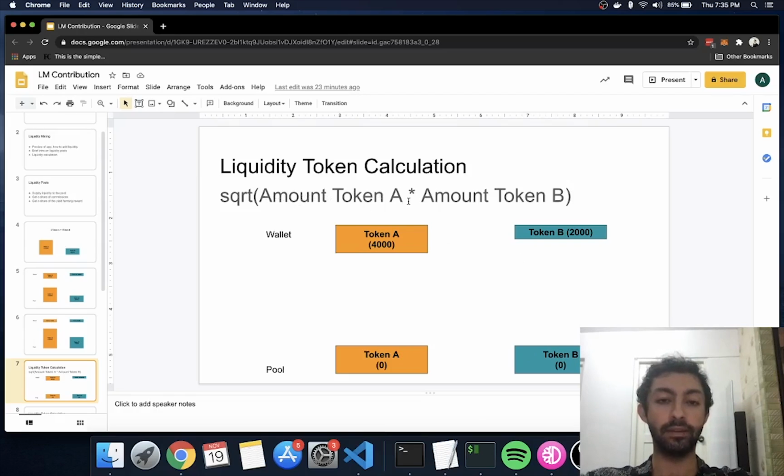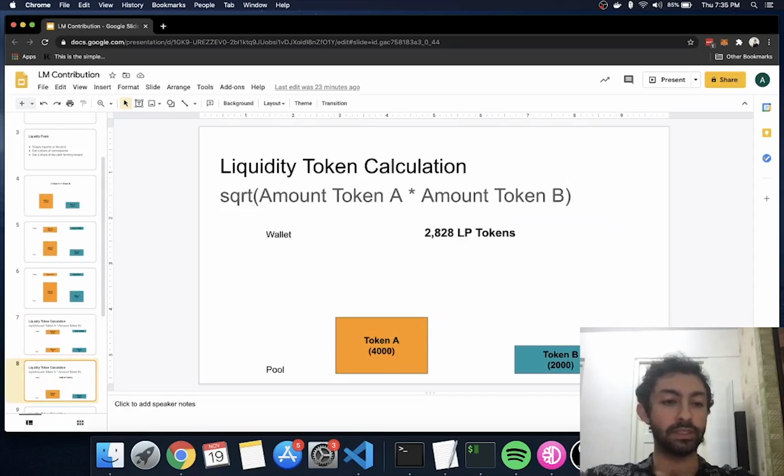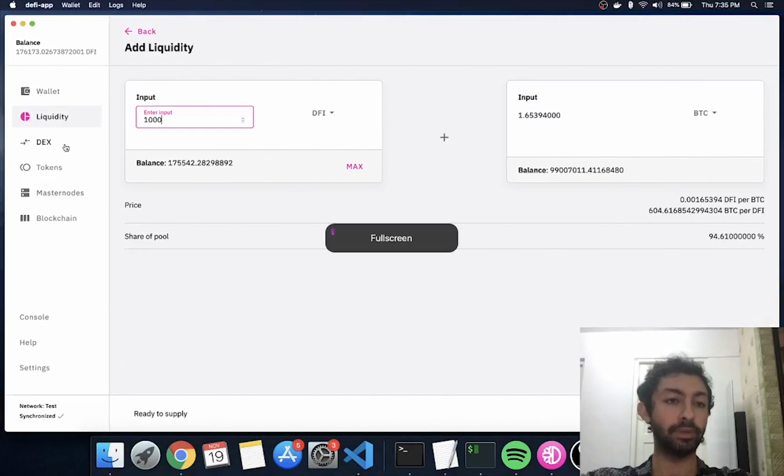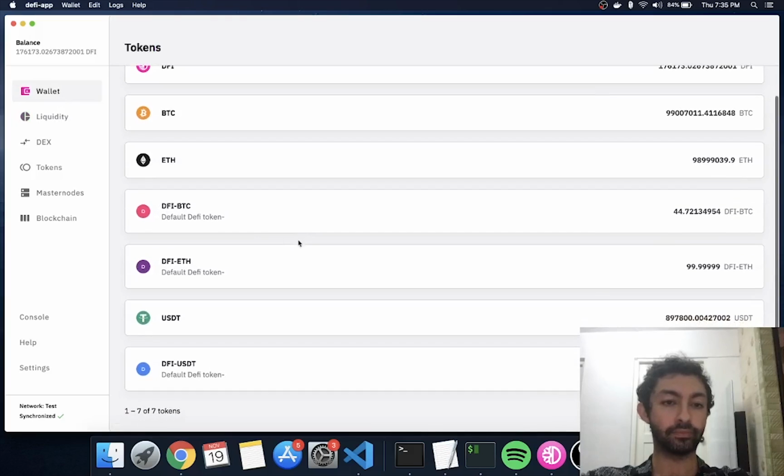Now, getting into the mathematics here, let's look at another scenario where the pool is empty. Basically, the math that we use on DeFi Chain is that if the pool is empty, we will take the amount of token A that the very first user is putting into the pool and the amount of token B, multiply them, and then take the square root. So it's based like a Pythagoras, right? So when the user puts their liquidity into the pool, now the pool has 4,000 token A and 2,000 token B.